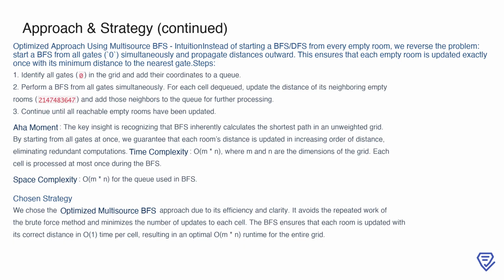The beauty of this approach lies in the nature of BFS, which calculates the shortest path in an unweighted grid by default. By starting from all gates simultaneously, we ensure that distances are updated in increasing order, avoiding redundant calculations. The time complexity is O(m*n), as each cell is processed only once, and the space complexity is O(m*n) for the BFS queue. This approach is both efficient and intuitive, making it a clear choice for solving the problem.